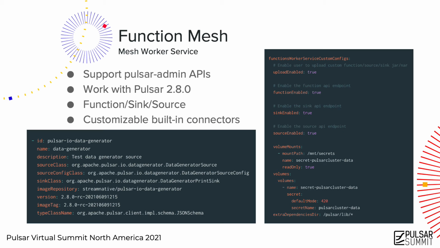With the Mesh Worker Service, we also allow users to manage built-in connectors by defining a list of the metadata of supported connectors. The metadata looks like this code block, and users can just define the supported list, and we can use Pulsar admin to get the available sources or available sinks as the built-in connectors.